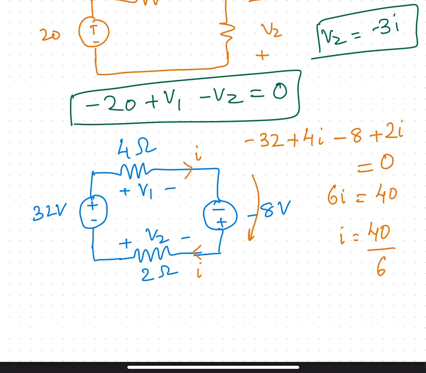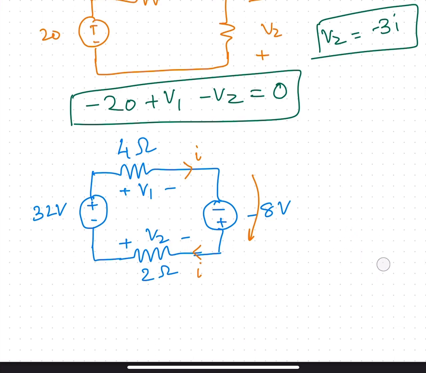Oh, wait, I made a mistake somewhere. Yeah, I made a mistake. This is not supposed to be minus 8, this is actually plus 8. I'll show you how. I'm sorry for this mistake. See, even I can make mistakes.